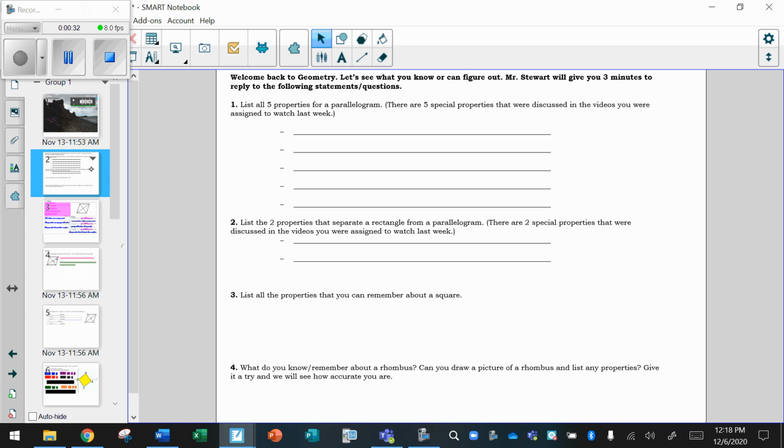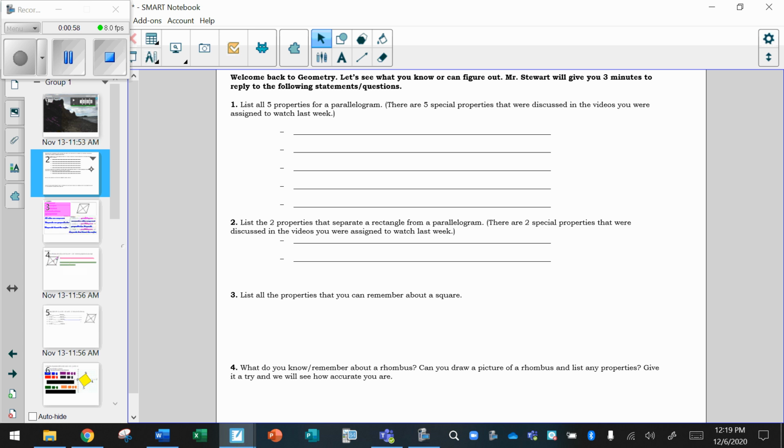Number 3, list anything that you can remember about a square. And number 4, what do you know or remember about a rhombus? And can you draw a picture of a rhombus and list any of its properties? Give it a try and see how accurate you are with this stuff, and then we're going to go through and see how well you did. Pause the video, please. Answer these questions on a sheet of paper somewhere, just a scrap piece of paper. And then by the end of the lesson, we're going to see how well you did.